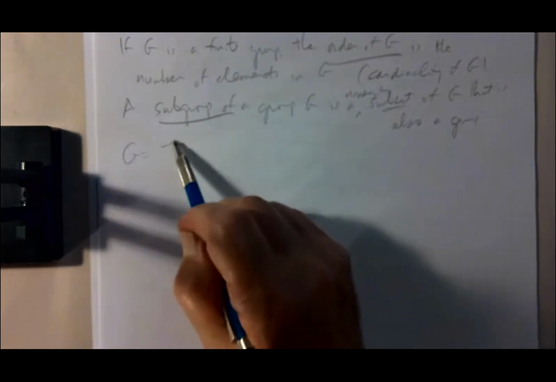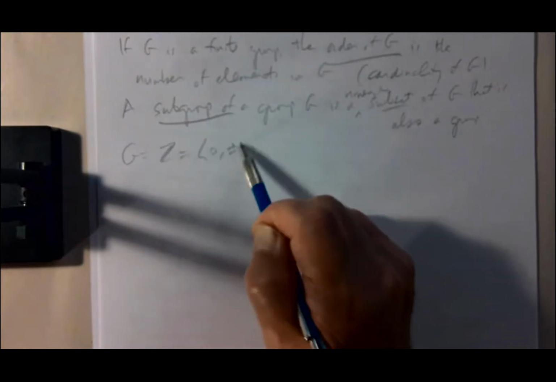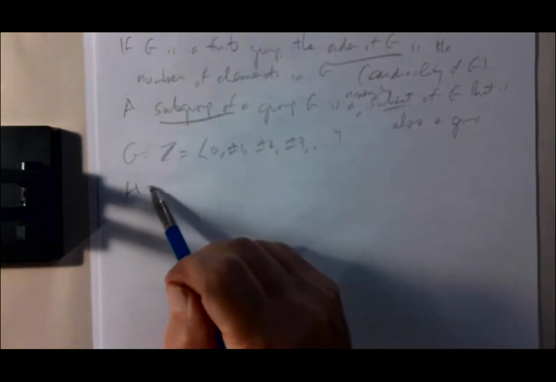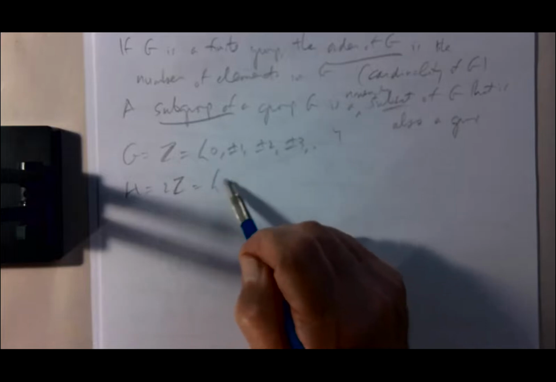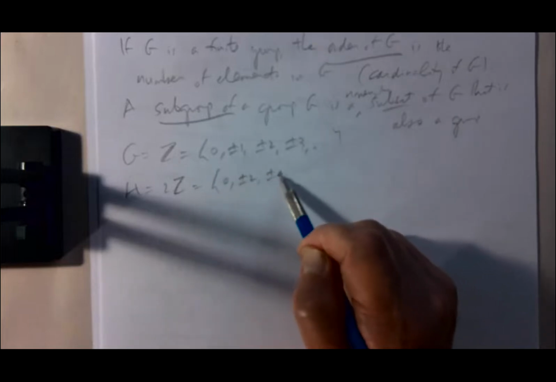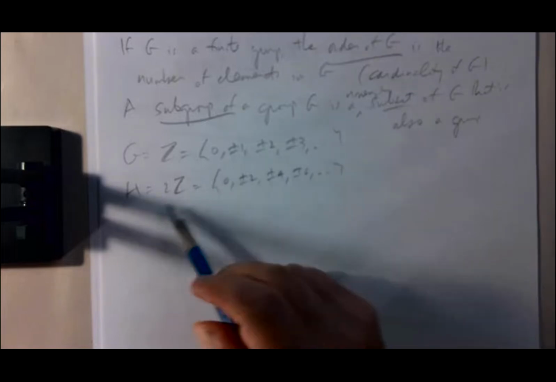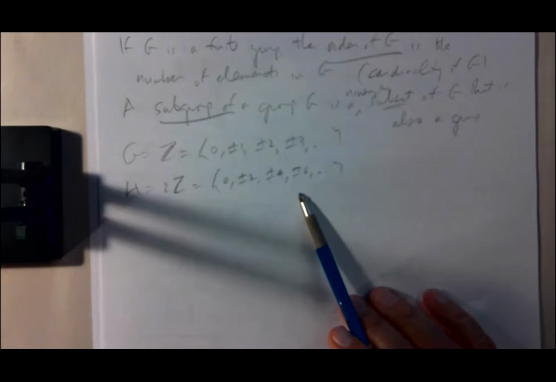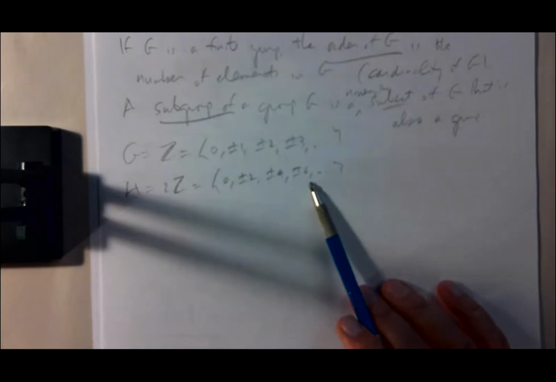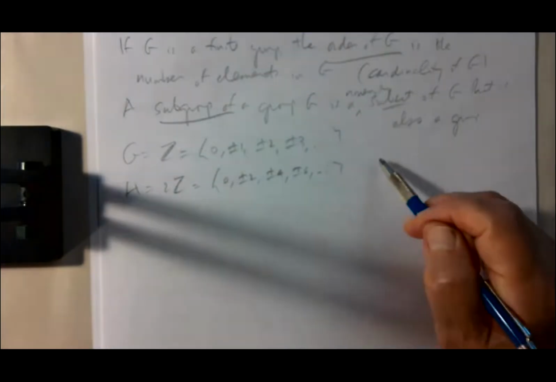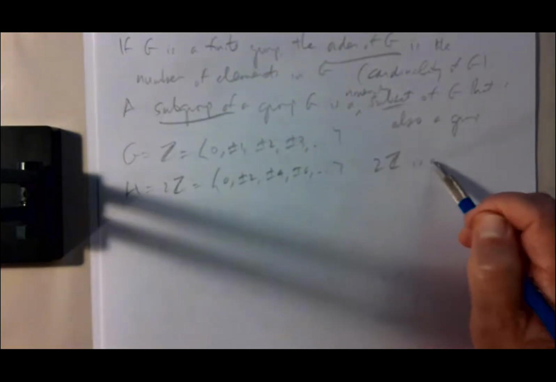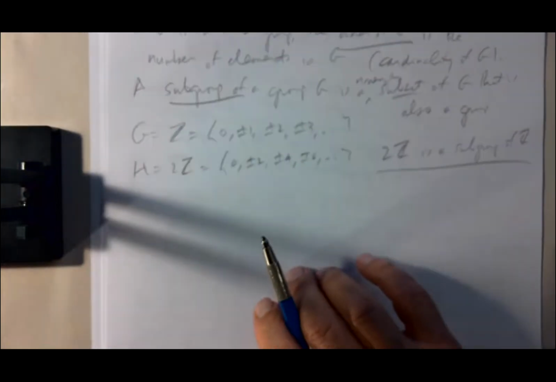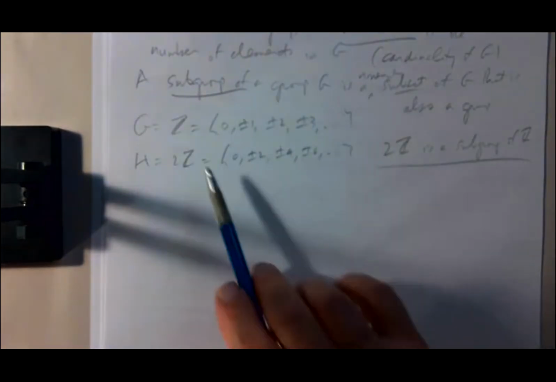So for example, if I take Z to be the integers under addition, and I take H to be the even numbers under addition, H is a subgroup of G, because the sum and difference of two even numbers is an even number. Every even integer is an integer. So 2Z is a subgroup of Z. These groups are infinite.